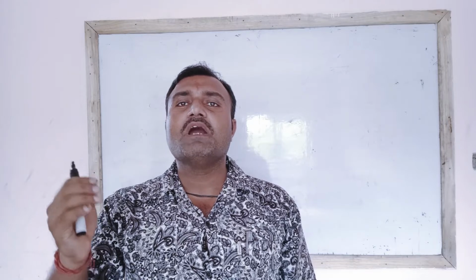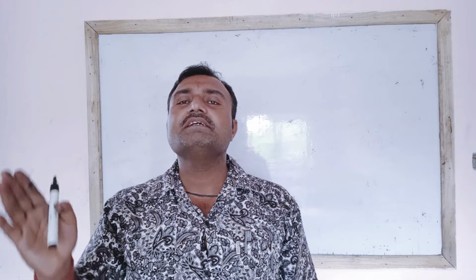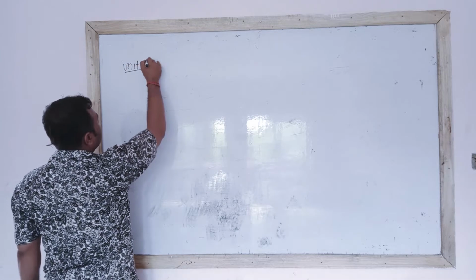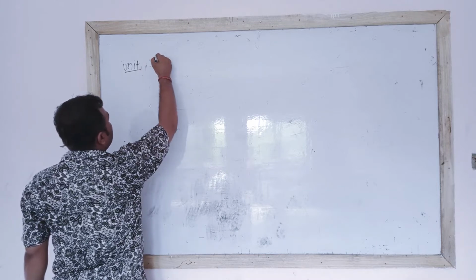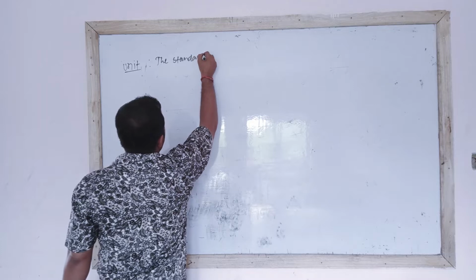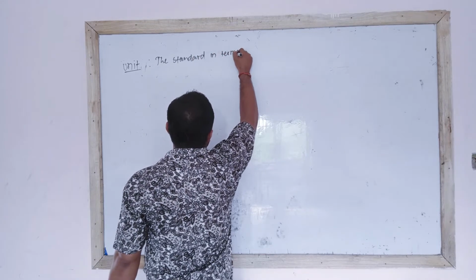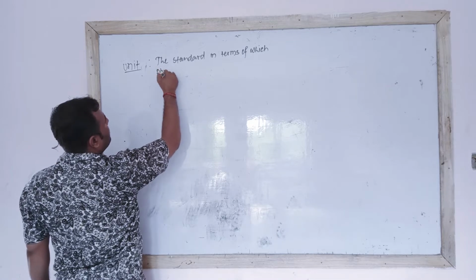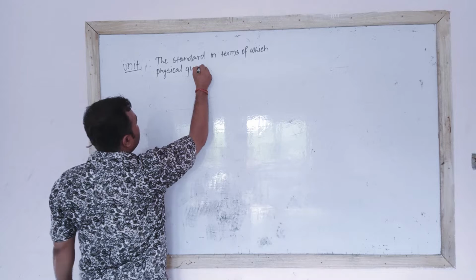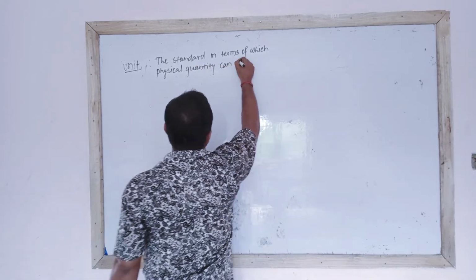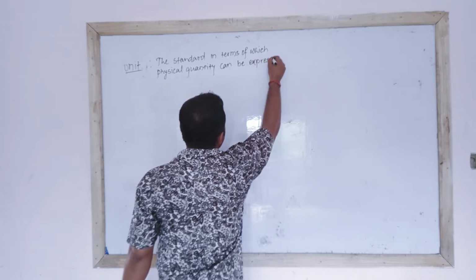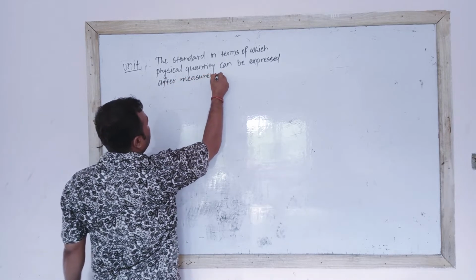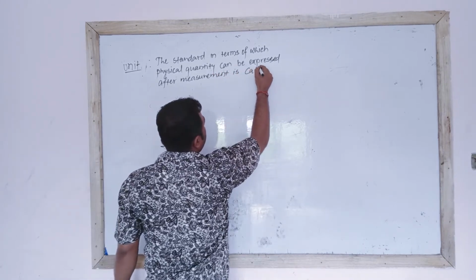Now let's explain more about fundamental and derived units. At first, units. The standard in terms of which a physical quantity can be expressed after measurement is called units.